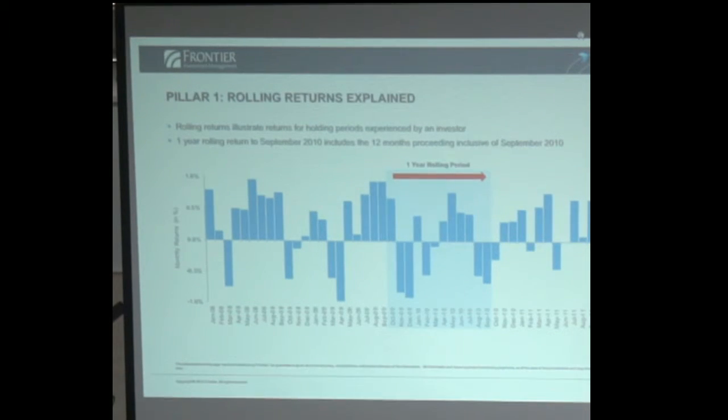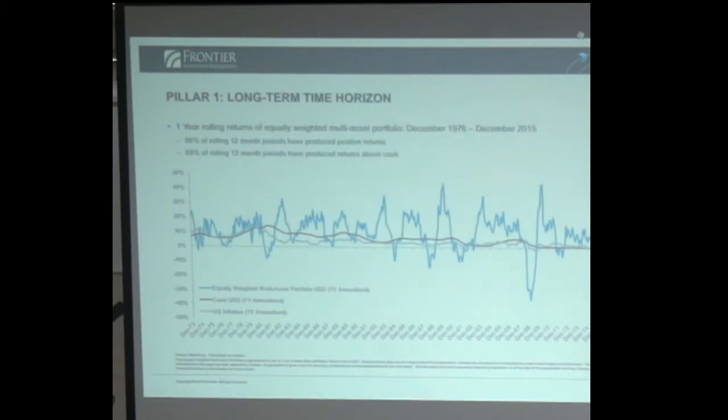Are you with me, guys? So we have here 500 rolling 12-month periods. Many different 12 months. Bull markets, bear markets, commodities going up and down. You can see here cash. I don't know if I have a laser on this one. Maybe, yeah. Cash is the black line.